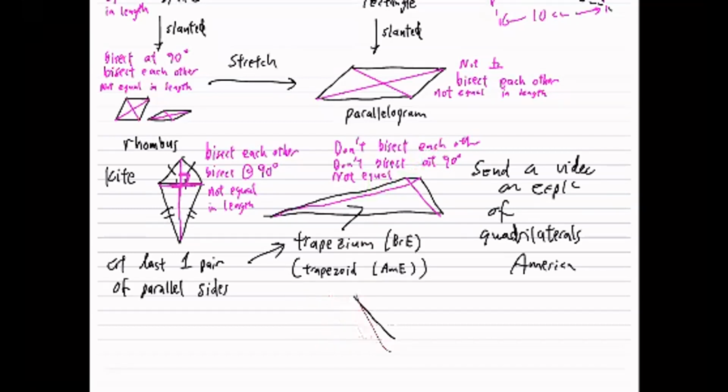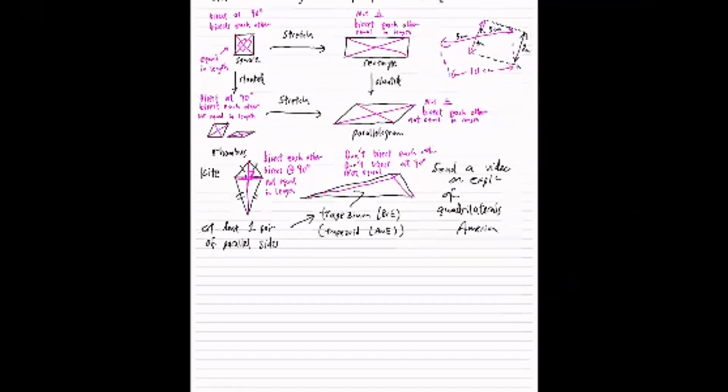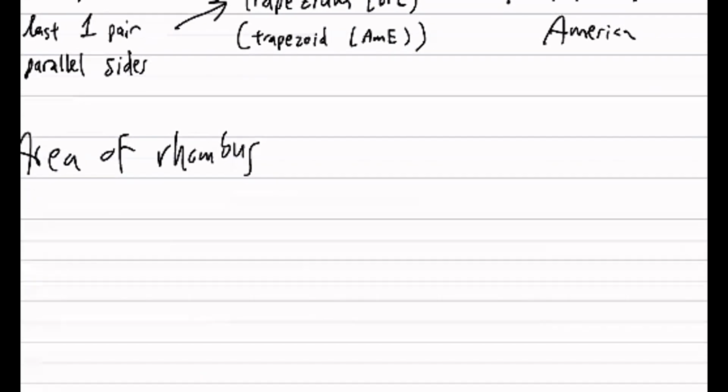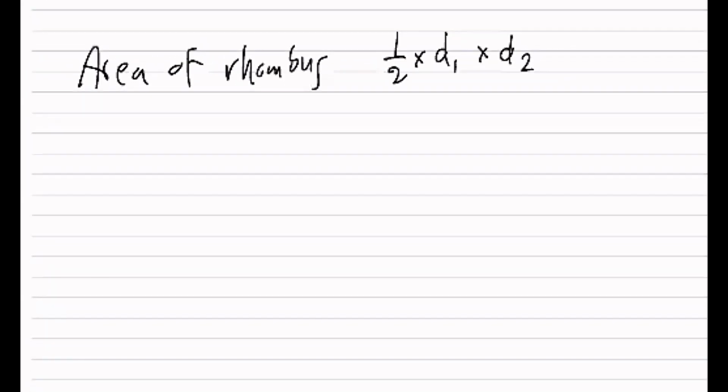I'm just going to remove this 90 degree. It's not relevant. Okay, remove. What else do I want to bring up? I want to bring up the area of a rhombus: half times diagonal 1 times diagonal 2. Okay, so why? Let me show you.